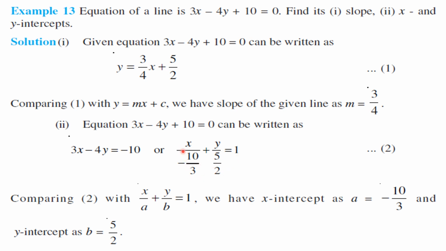Right. If you observe this equation, this is intercept form of a line. Yes or no, my children? X by a plus y by b is equal to 1. So by comparing this equation with x by a plus y by b is equal to 1, we have x intercept is a, that is minus 10 by 3. The denominator of the first term is x intercept, and y intercept b is equal to 5 by 2. That is the denominator of the second term. Understood this solution, my children?